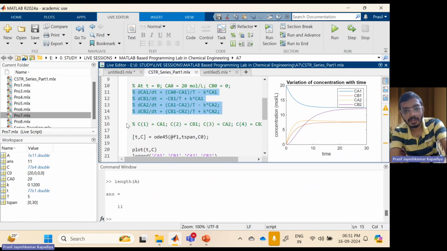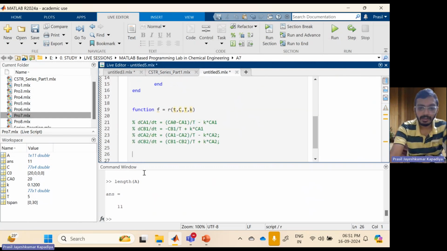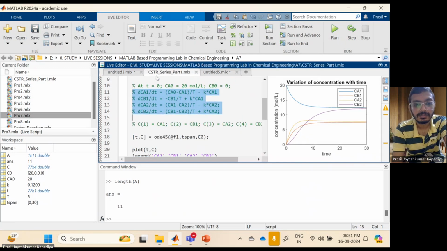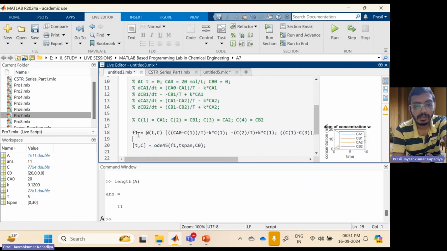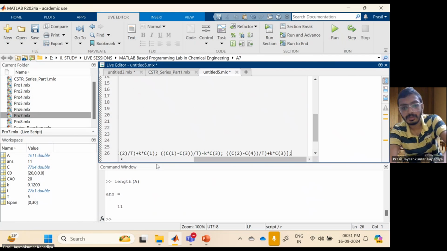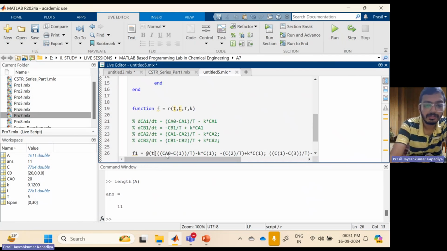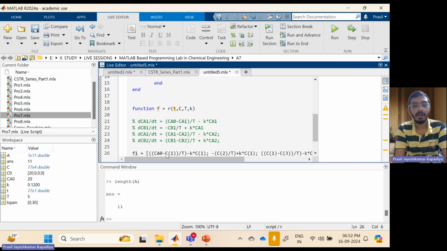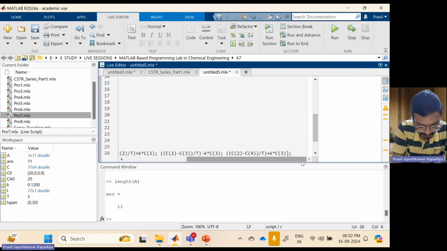So these are our four equations, correct? Now I will write down my function f is equal to the same thing that we wrote here, this term. So let's check our equation. CA0 minus C of 1 divided by T minus K into C of 1, then C of 2 by T plus K into C of 1, then C of 1 minus C of 3 divided by T minus K into C of 3. Then the last equation, C of 2 minus C of 4 divided by T plus K into C of 3.